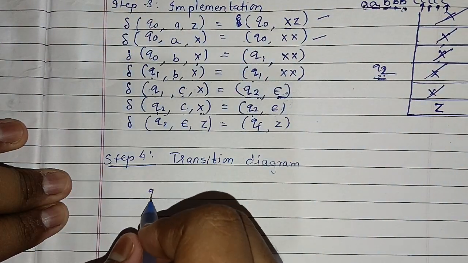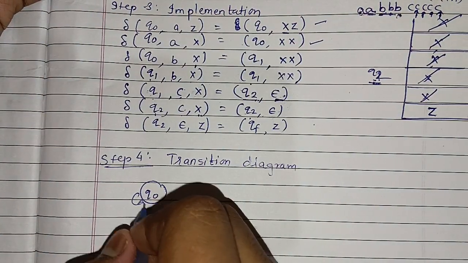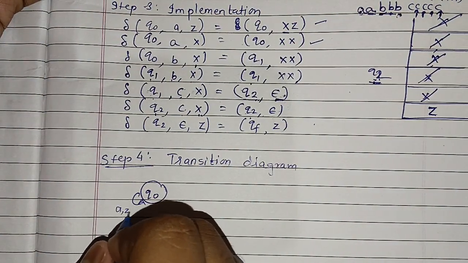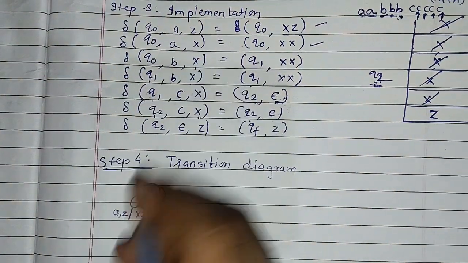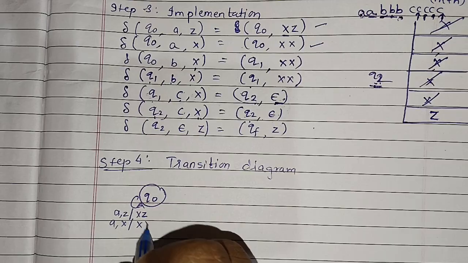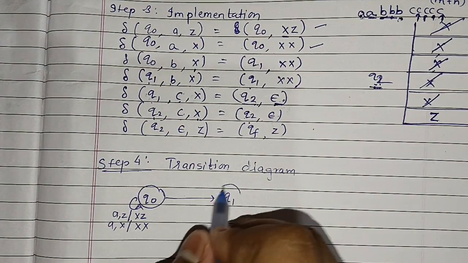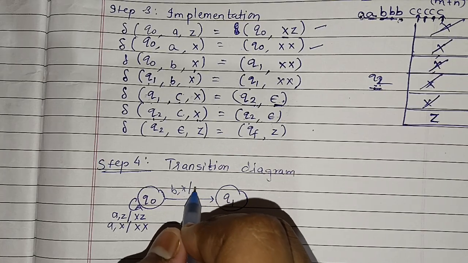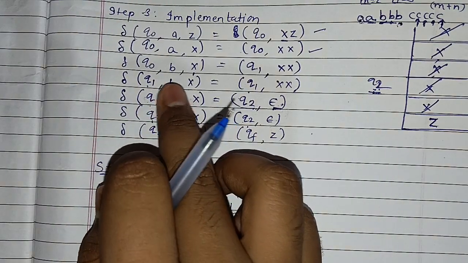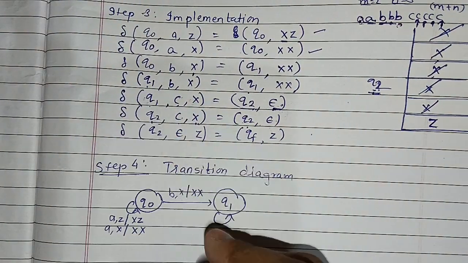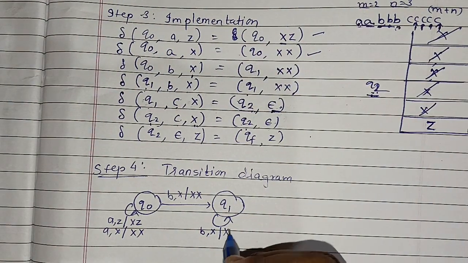We are in the Q0 state. In the Q0 state, if A comma Z comes, push XZ. If A comma X comes, push X again. If B comma X comes, push and go to Q1 state. In Q1, if B comma X comes, you will push again.